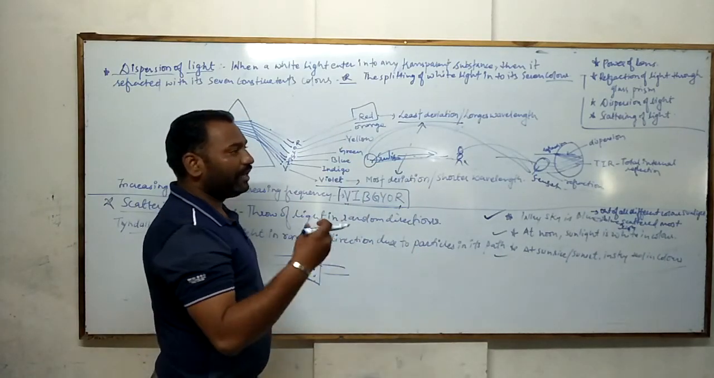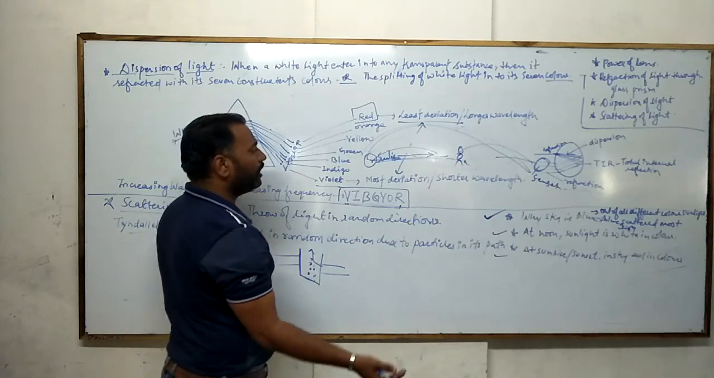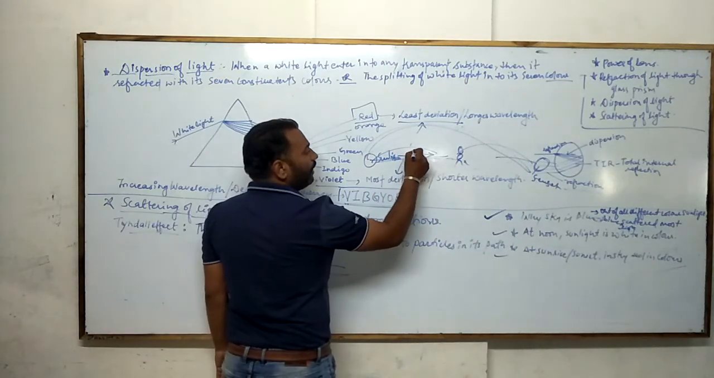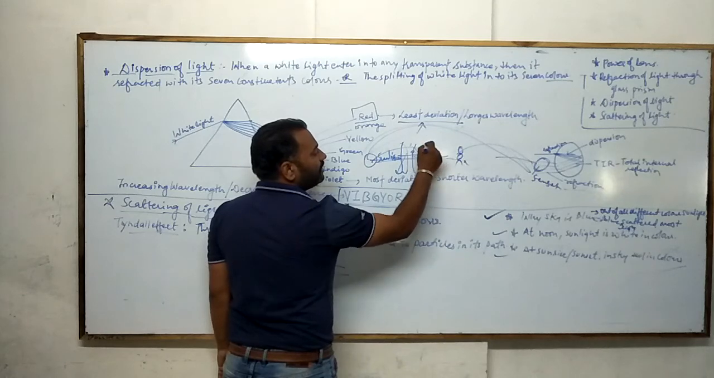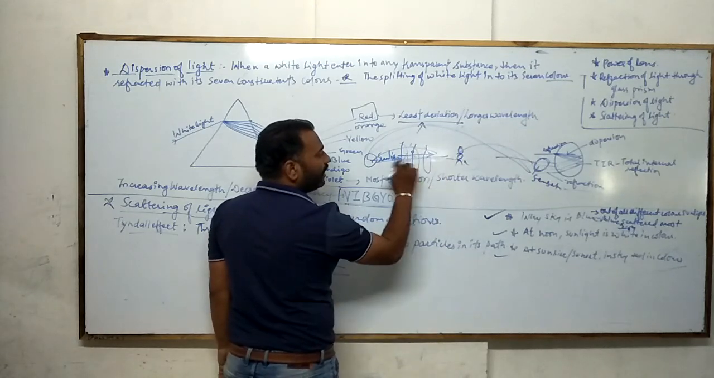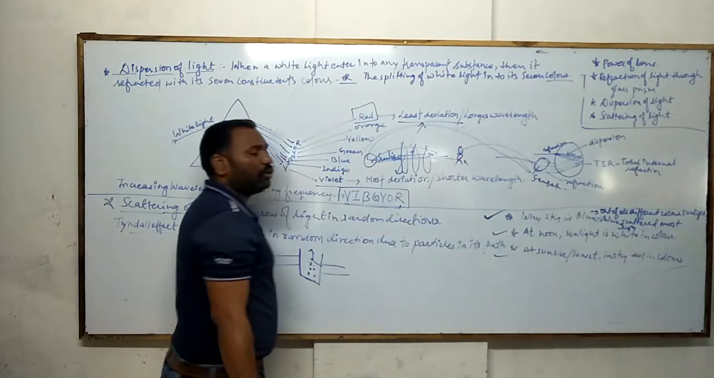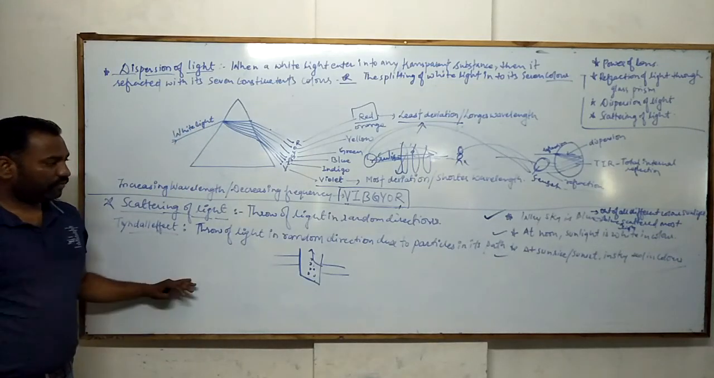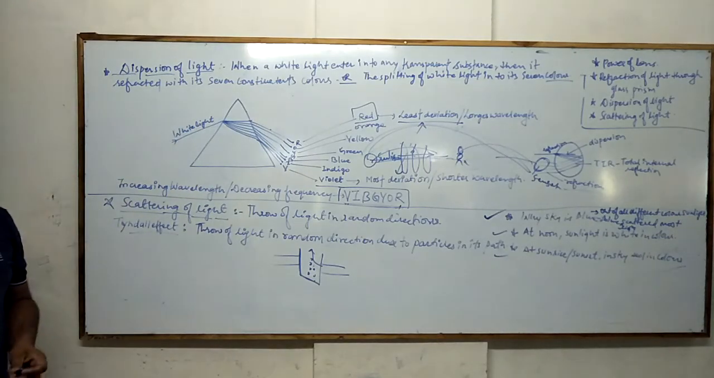Due to bigger particles and then smaller particles with different optical densities, they do not deviate the red color, and this red color can reach our eyes. So first of all you have to write this, and doubts can be asked.